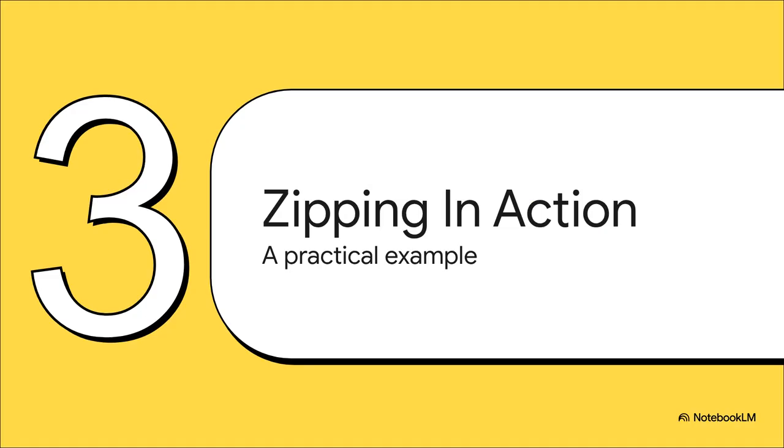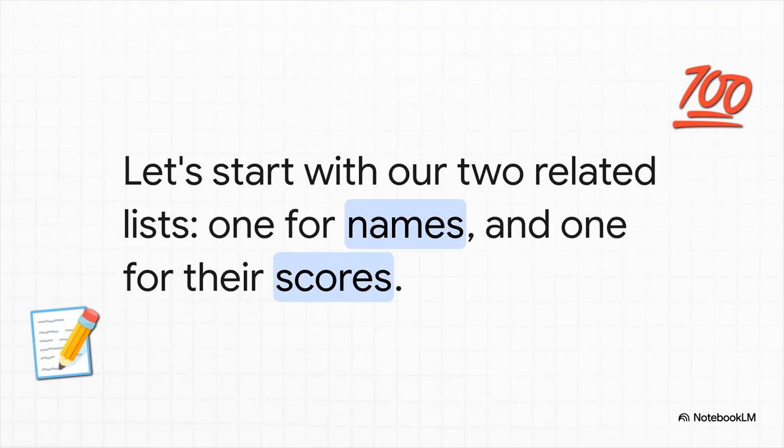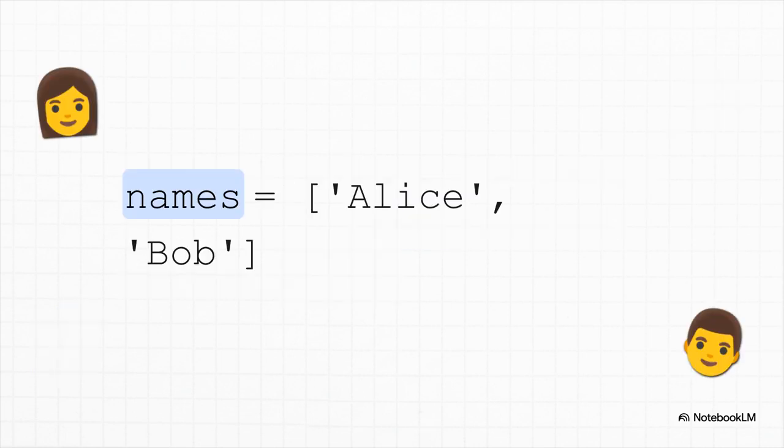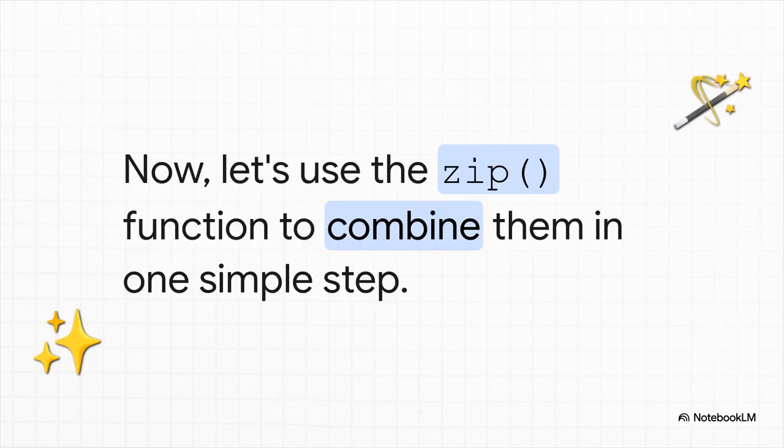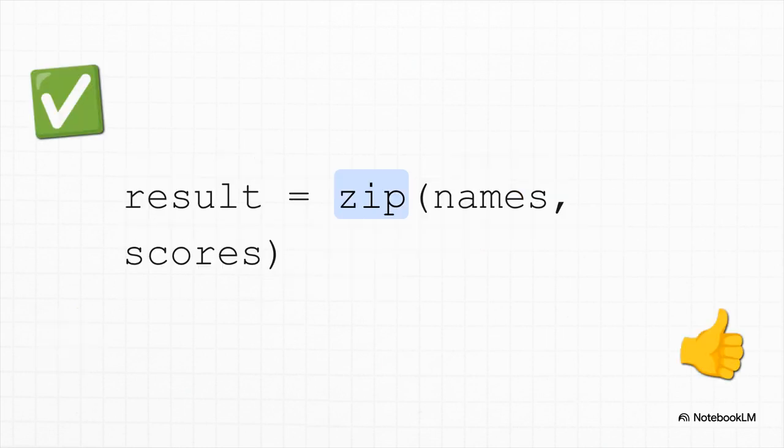Okay, theory is great and all, but let's actually see this thing in action. You're going to be surprised at just how simple this is. So let's grab those two lists we were talking about earlier, our names and scores. All right, first up, here's our list of names. And here are the scores that go with them in the same order. Now to put these two together, we're just going to call the zip function. And we pass in both lists and then assign that to a variable. And that's it, seriously. Just one simple, super readable line of code.